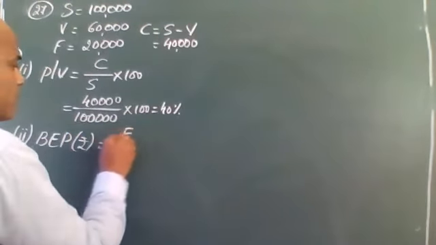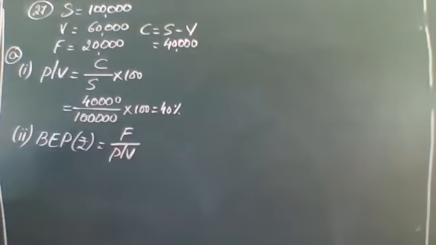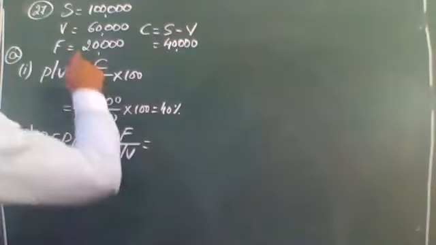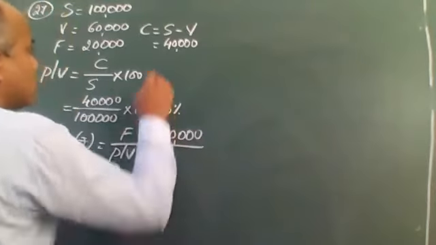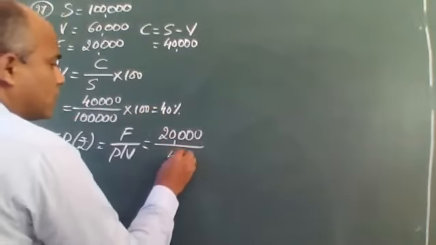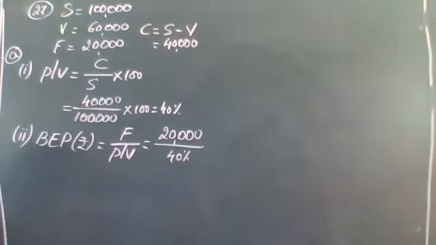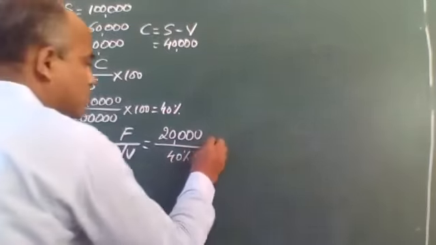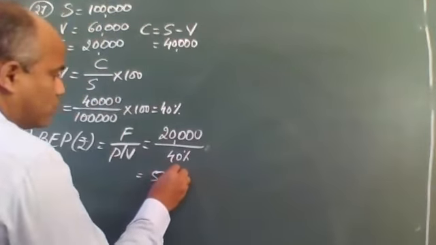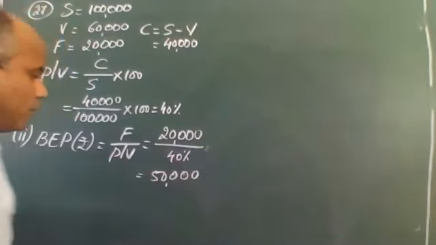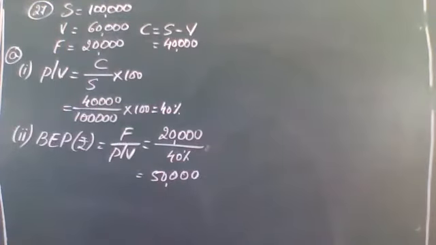Break-even point in terms of value is fixed cost by PV ratio. Now look at this, fixed cost by PV ratio. Fixed cost is how much? Sir, fixed cost is 20,000. Okay. PV ratio is how much? So PV ratio is 40%. All right. So what should be your answer? 20,000 divided by 40%. That gives us around 50,000. Yeah, 50,000 is the break-even point in terms of rupees.